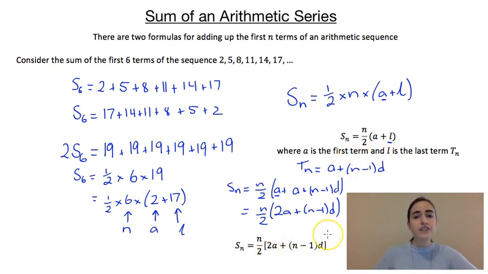This formula is also on your formula sheet. They both are. It just depends what you're given. If you're told what the last term is, you can use this one. If you're told the number of terms and the first term, you can use this one instead. Either way, you'll get the same answer.